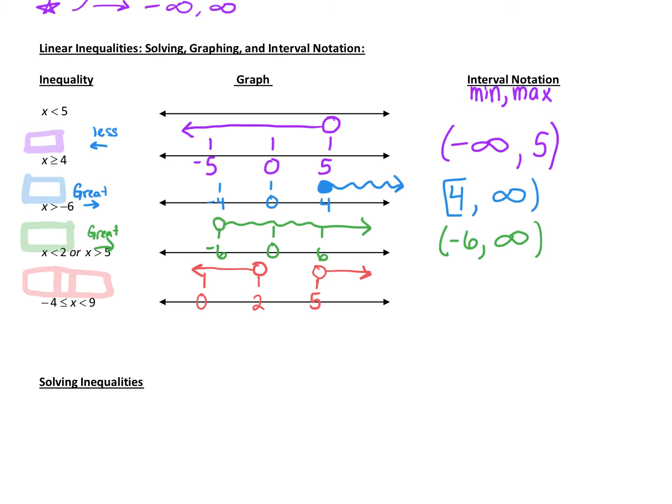So we're going to need two intervals, one for the left piece and one for the right piece. My left piece is negative infinity to 2, because it's going to go negative forever and then stop at 2. My right piece is going to start at 5 and then go positive infinity forever. So when we have two pieces, we need to connect them through a U or a union. Basically, it says this and this. So the union piece is really important.